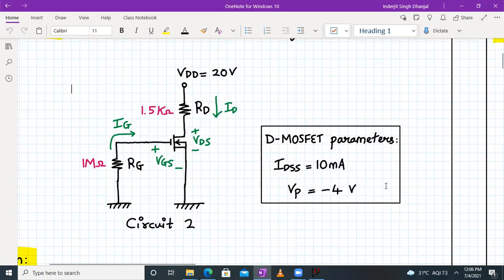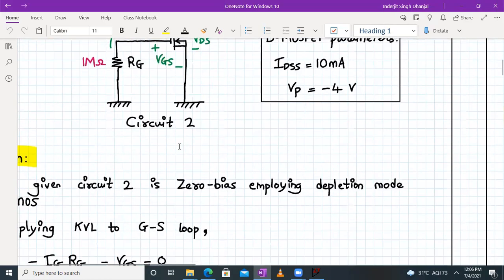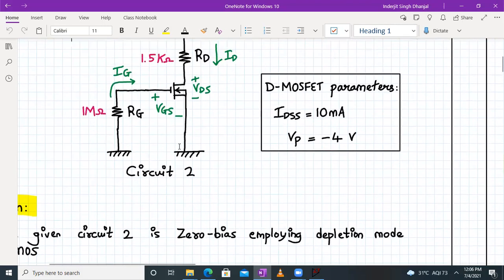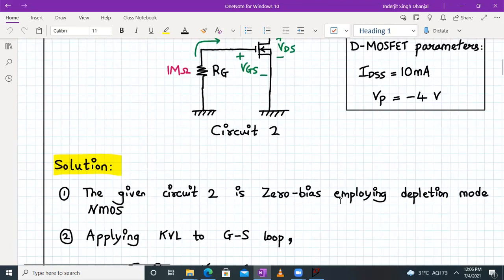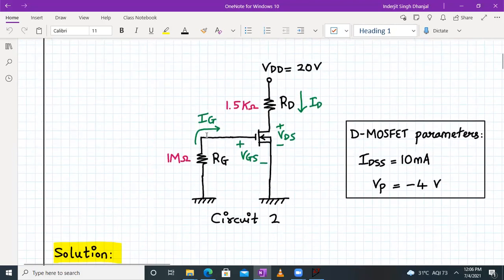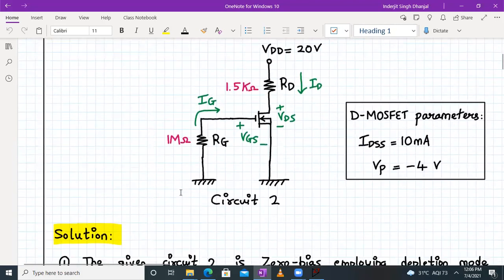So if you know how to solve the JFET DC analysis, the depletion type MOSFET analysis is also similar to your JFET. Here this configuration is a zero bias employing the depletion type MOSFET. Why zero bias? Because the source terminal is grounded and the gate terminal is also almost zero because IG is 0. So this configuration is a zero bias employing the depletion mode MOSFET. Let us start analyzing it.